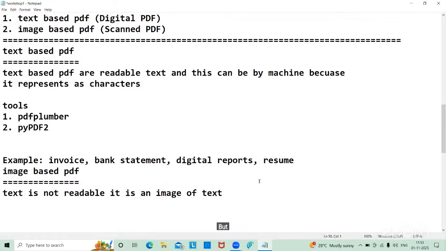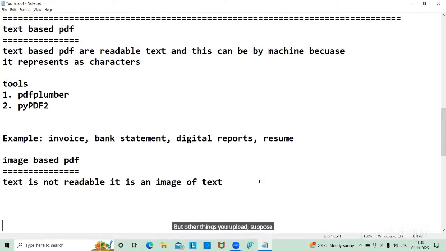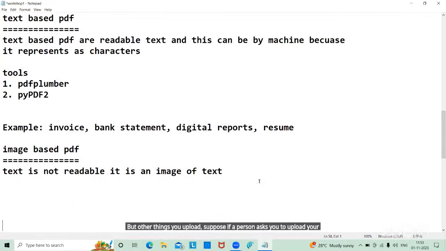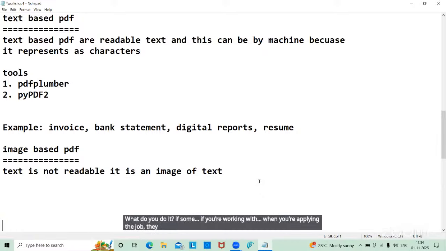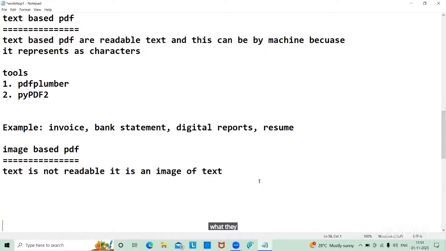But other things you upload. Suppose a person asks you to upload your certificates, when you are applying for a job and they want to verify them. What do you do? You scan the certificates and convert into PDF, right? And they'll mention the size should not exceed a limit.